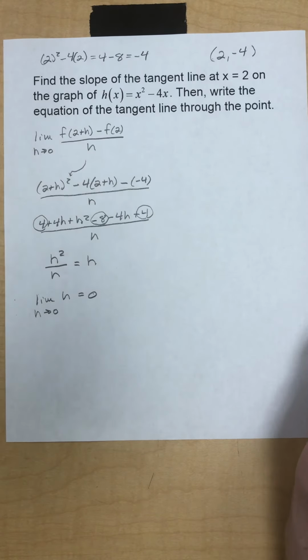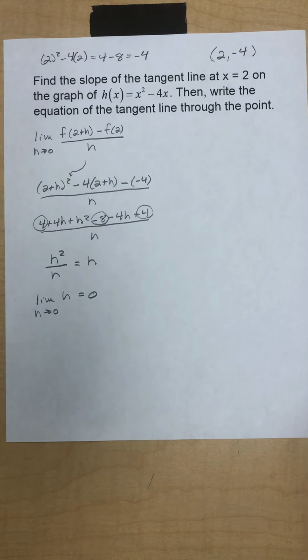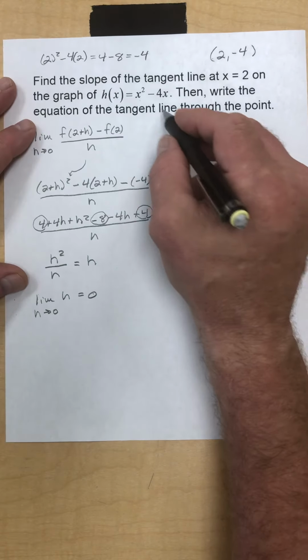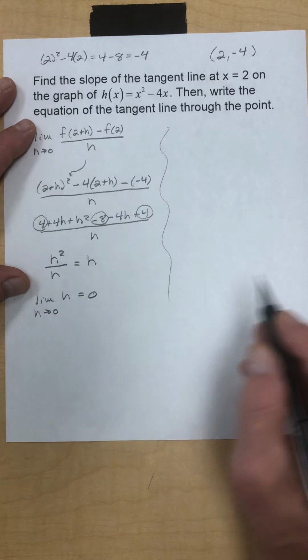So it looks like the slope is 0, and that would mean we have a horizontal line. Let's see, does that work out? Let's take a little look at the graph of this one.